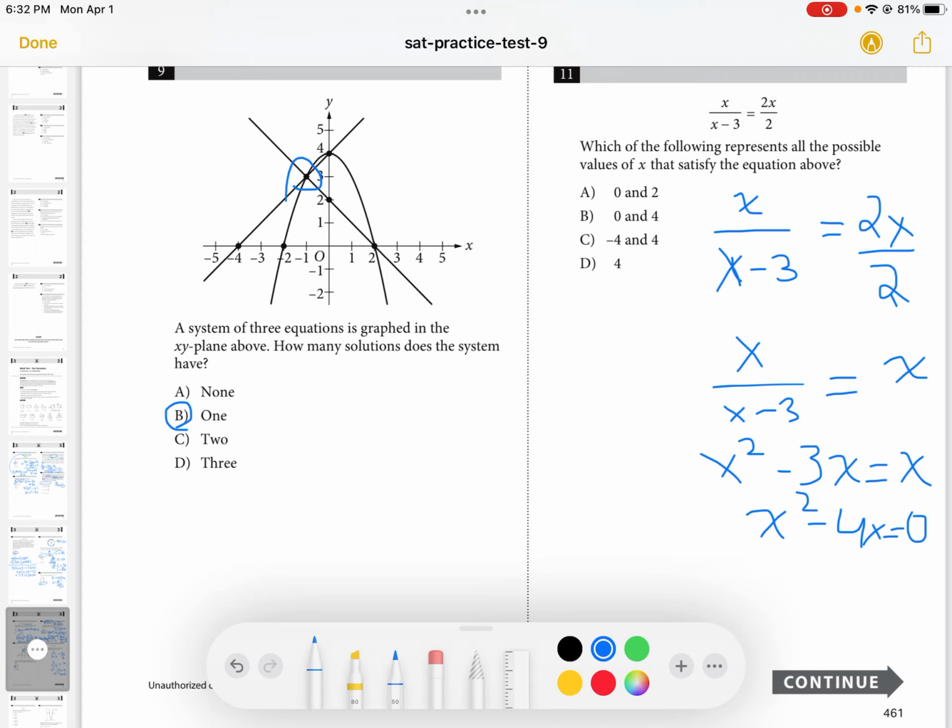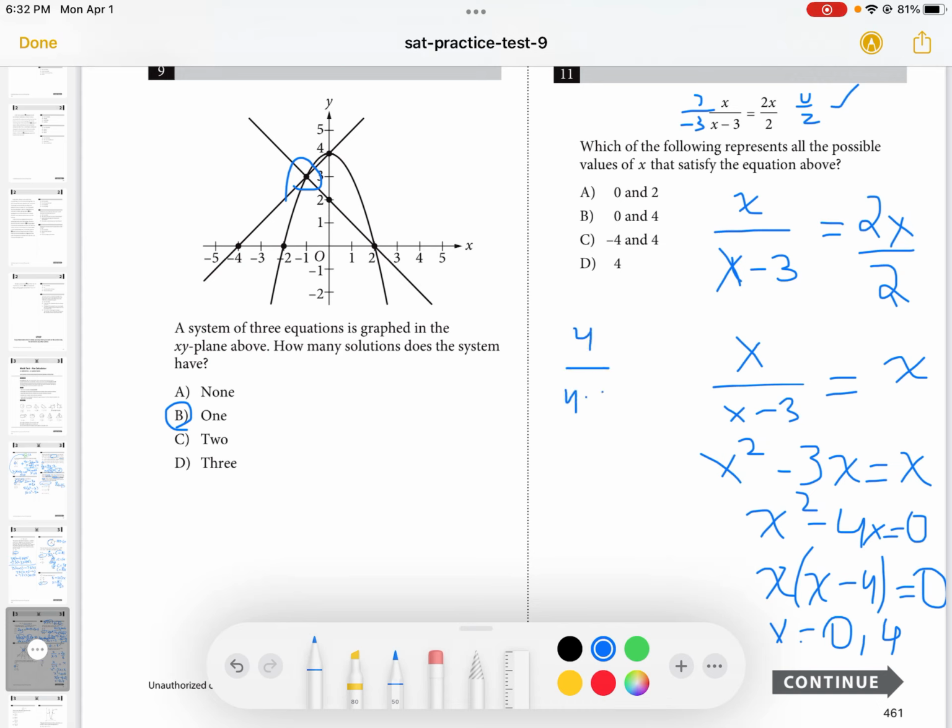So then x times x minus 4 is equal to 0. So then x is equal to 0 and then 4. But we have to check for extraneous solutions. Right. So we can plug in x equals 0. 0 over negative 3 is equal to 0 over 2. That works. And then 4.